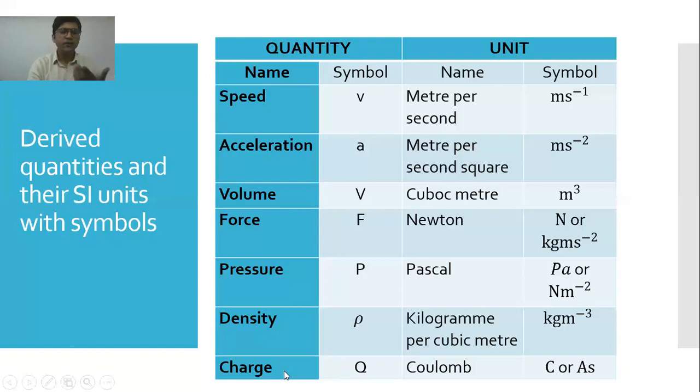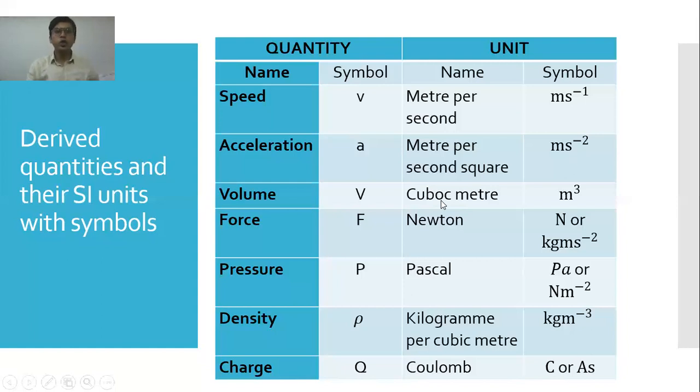And lastly we have charge. Its symbol is q, its unit is coulomb, and it is represented by capital C, but mostly we use capital C for coulomb. So this is the list of derived quantities, and again there is a little spelling mistake here. This is cubic meter, just correct it.